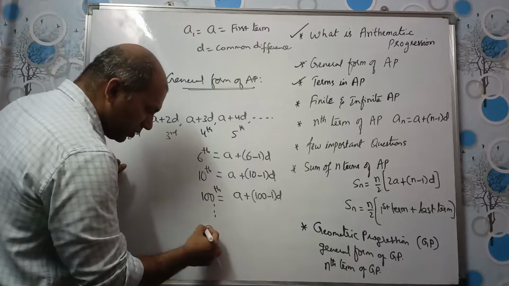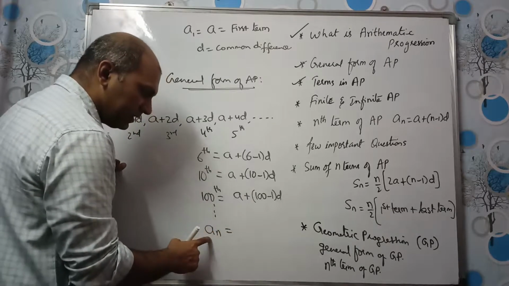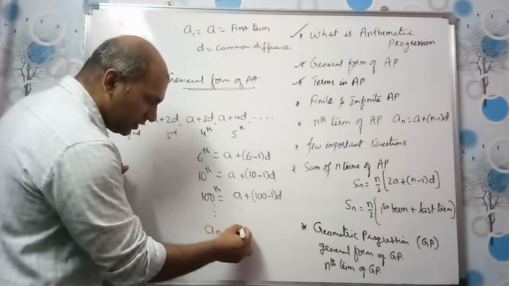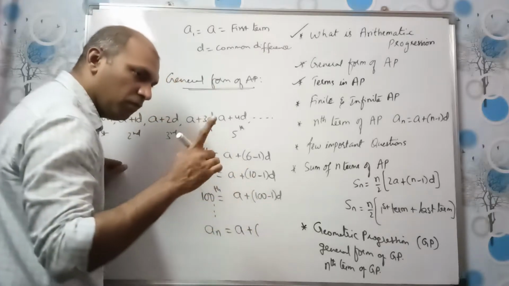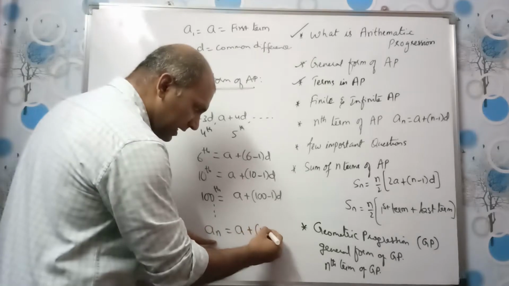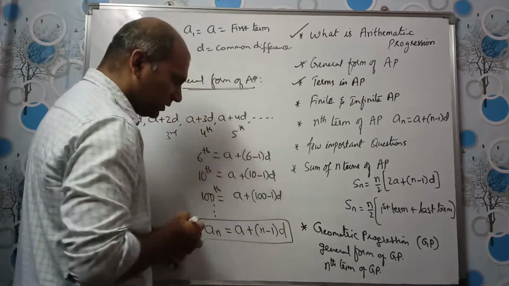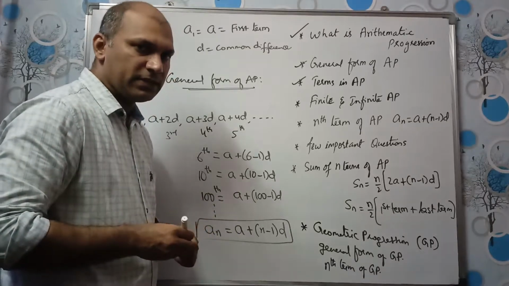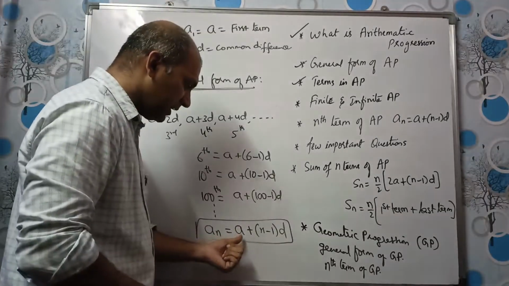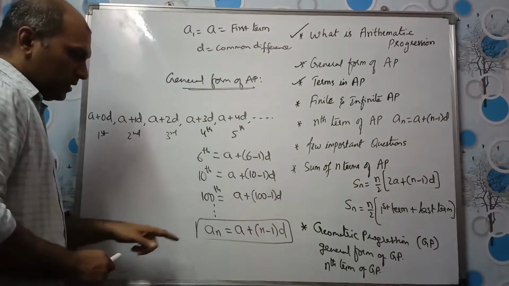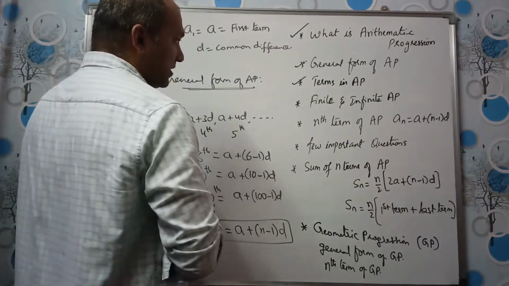And so on. Let us say we need to find the nth term, An. An is the nth term. We'll have A plus 1 less than n, right? 1 less than n: (n minus 1) multiplied by D. So this is the formula to find the nth term of an AP: An is A plus (n minus 1) into D. I hope this is clear.